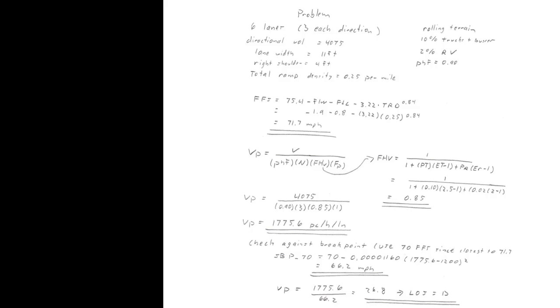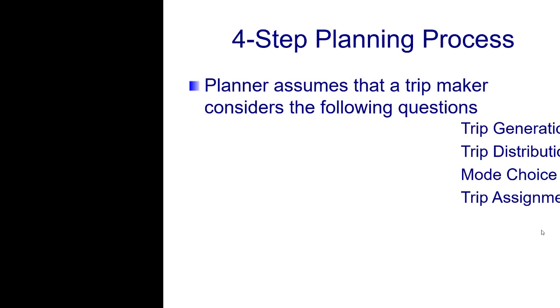My suggestion is to look in the book and make sure that the equations or any of the tables are provided for your use. The next step is planning. The basic things that you're going to look at are the 4 steps of the planning process. A planner assumes that a trip maker considers the following questions.